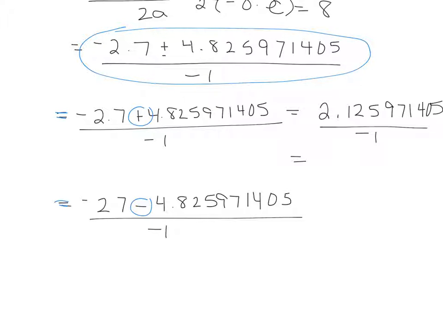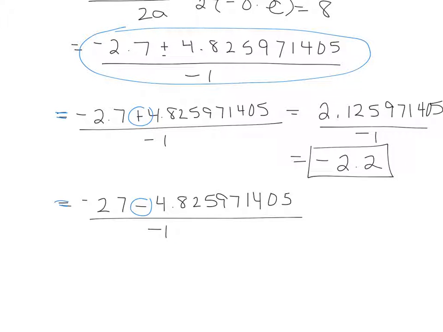Now we want to divide that value by negative 1, so it's going to make that value negative. So our final answer for the first calculation is negative 2.1 when rounded to 1 decimal place, or the nearest tenth. So this is our first answer for the x-intercept.